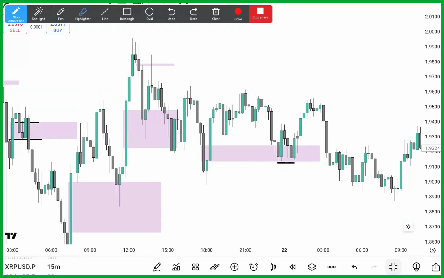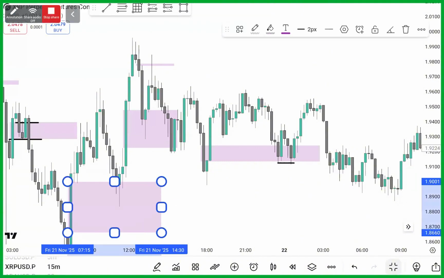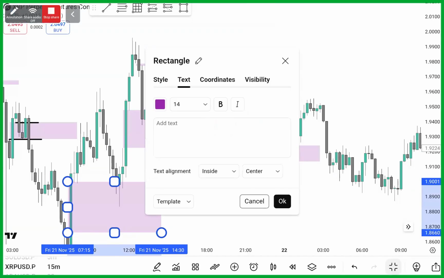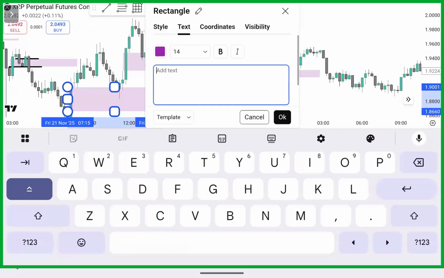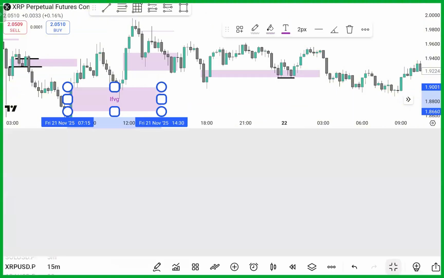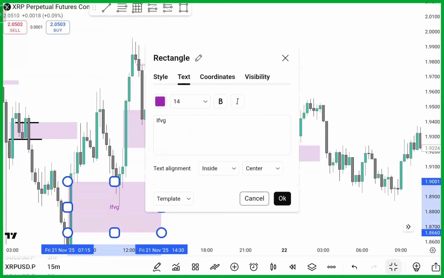It is just a matter of double tapping on the rectangle twice, like this. Then you tap on text. You get? Then you tap on text, then you can write in them like inversion IFVG. Yeah, IFVG.